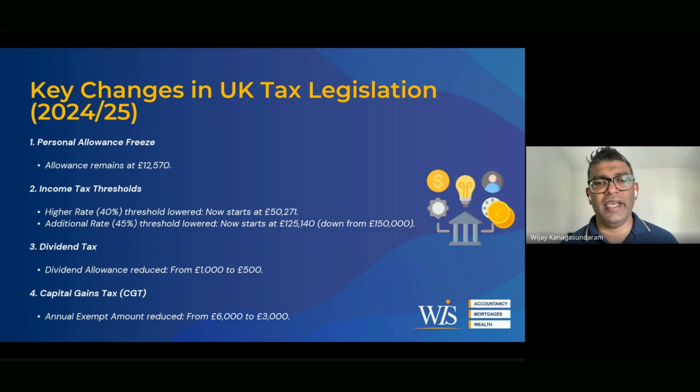Income tax thresholds, again: the 40% higher rate threshold didn't go up for some time. It's been stagnant at around £50,000 for a few years. And the additional rate threshold was reduced from £150,000 to £125,000, which means a person earning more than £125,000 is going to pay significantly higher tax compared to previous years. Dividend allowance used to be £1,000. That's reduced to £500, and the capital gains tax allowance was reduced from £6,000 to £3,000.